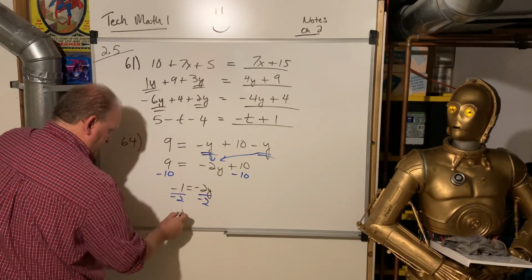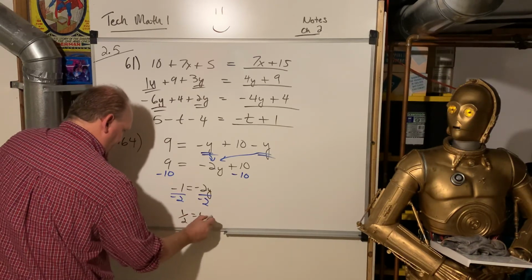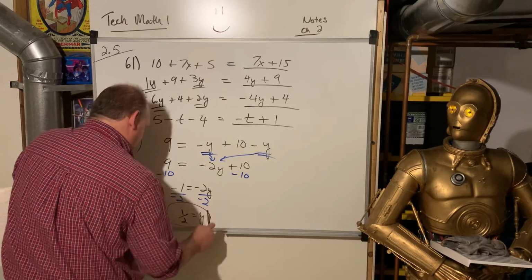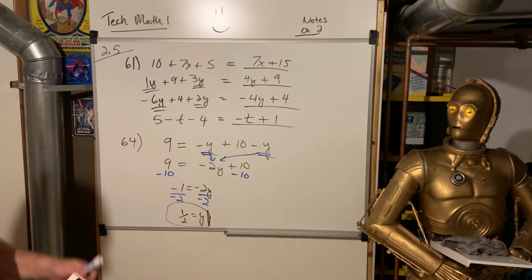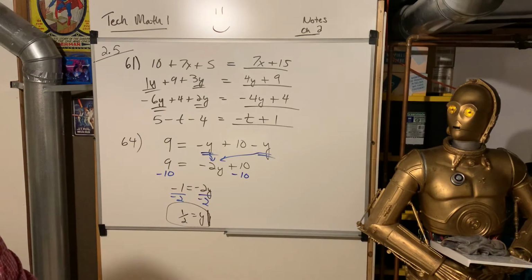So positive 1/2. Again, if we have context to the problem, if they told us, oh, that was money, I probably wouldn't say 1/2, I'd say 0.5, like 50 cents. But without context, just leave it whatever you have as like a fraction.